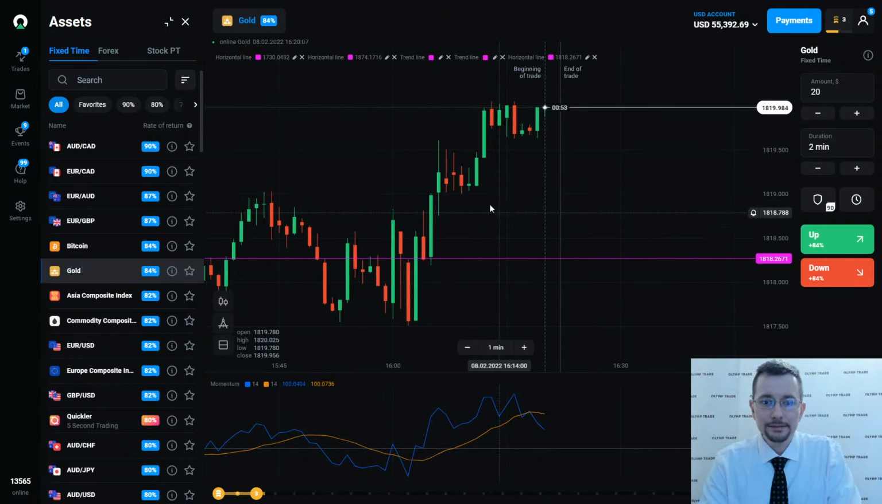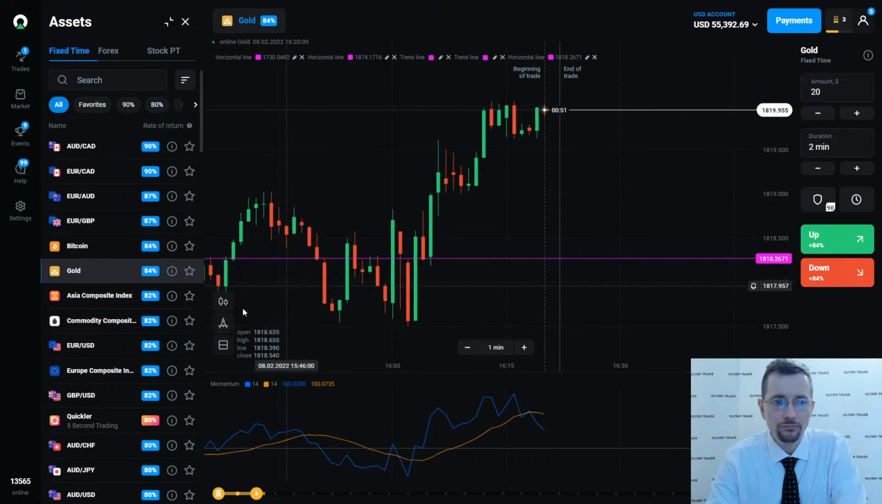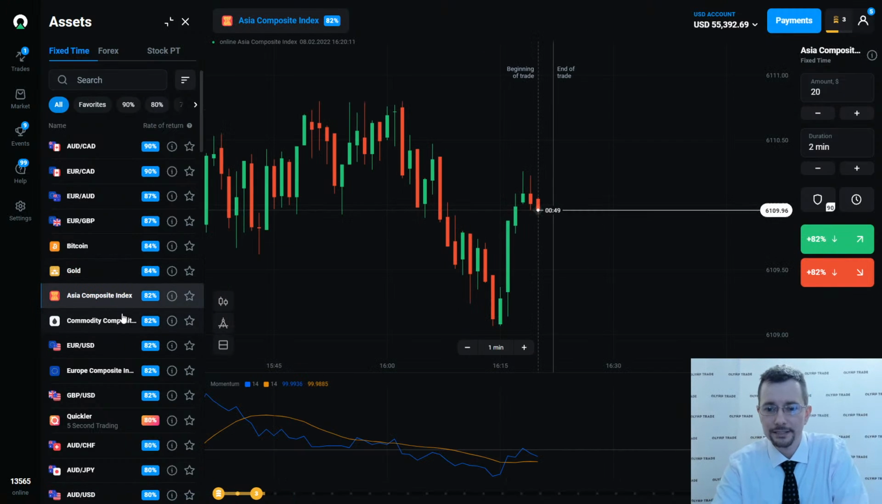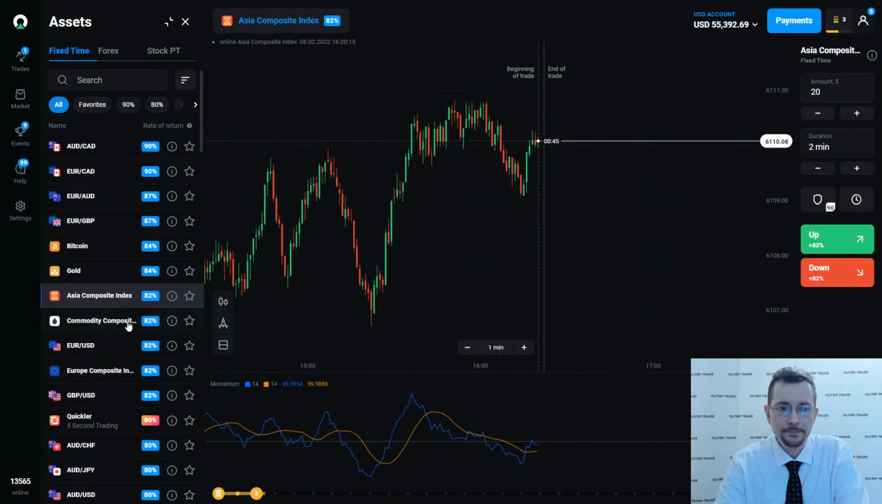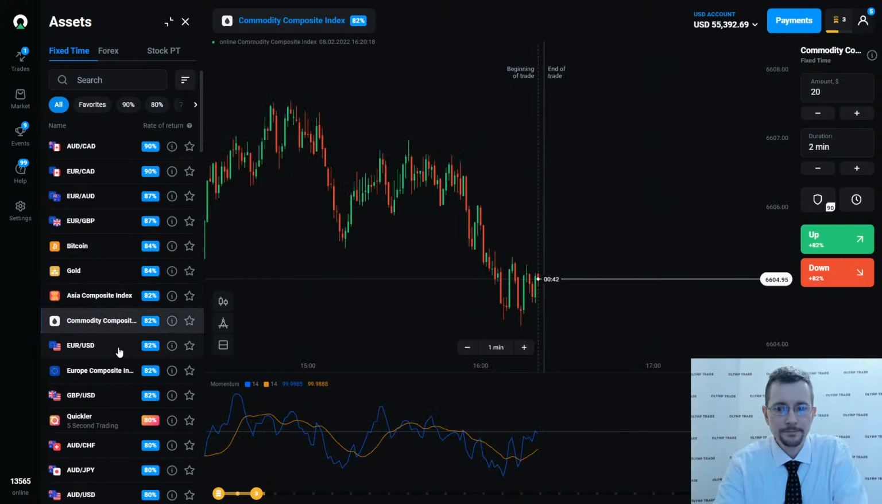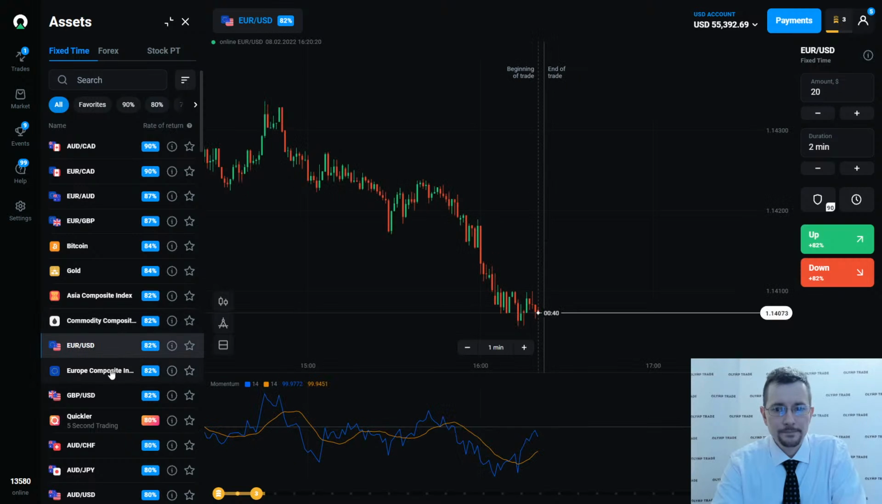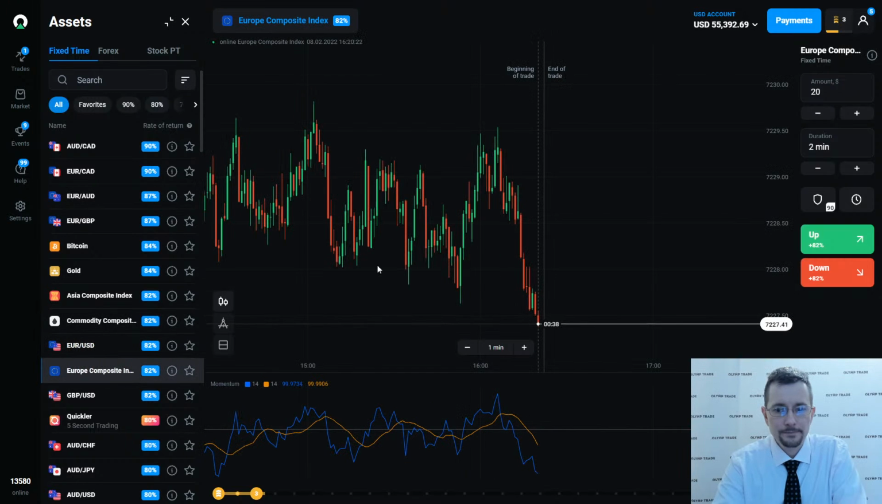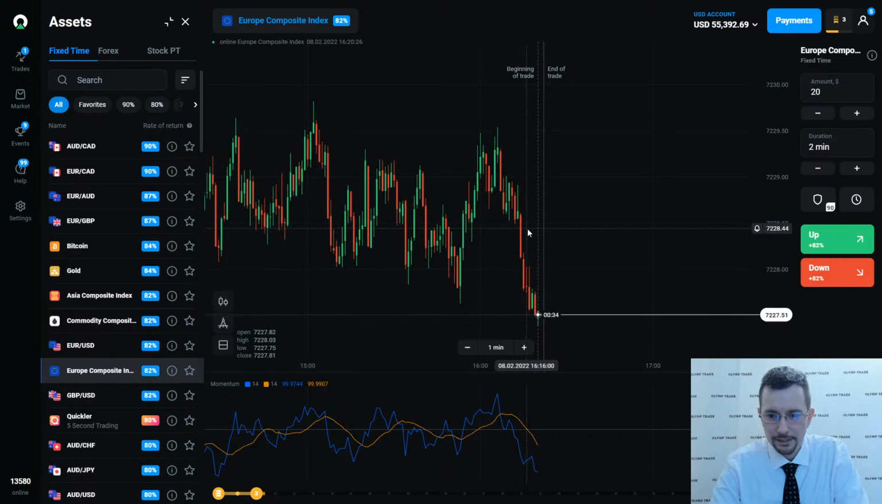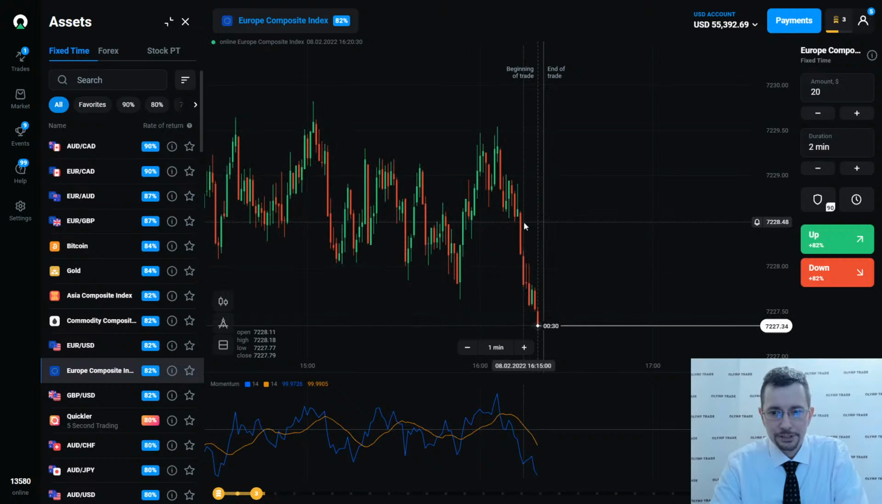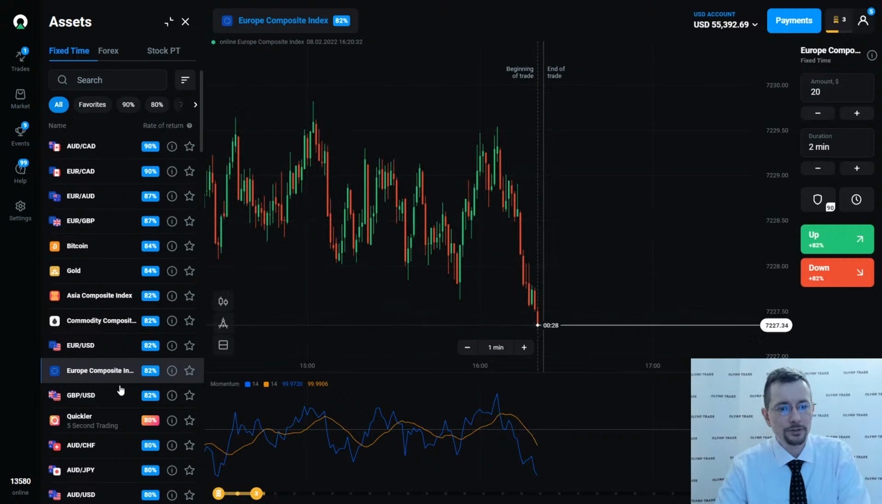All right, let's have a look. So, Asia Composite Index. This would have been a good trade. Is this not our trade? No, the European Composite. I did miss this. This would have been a perfect trade. Change of momentum, had the crossover. I did miss this though.